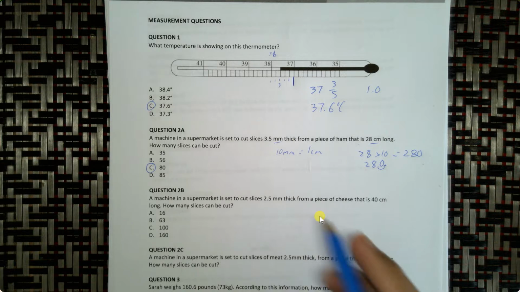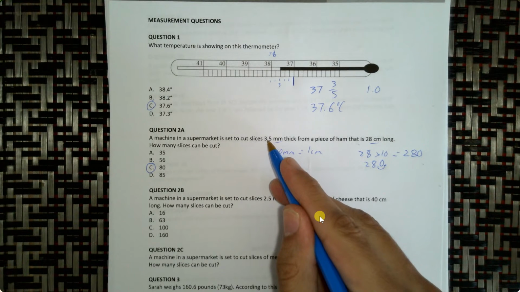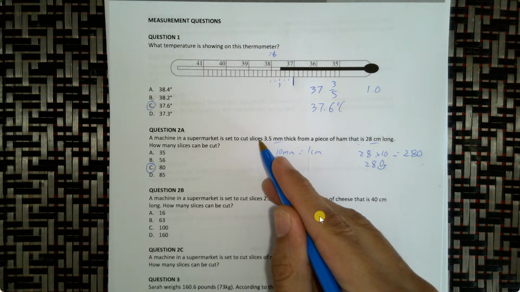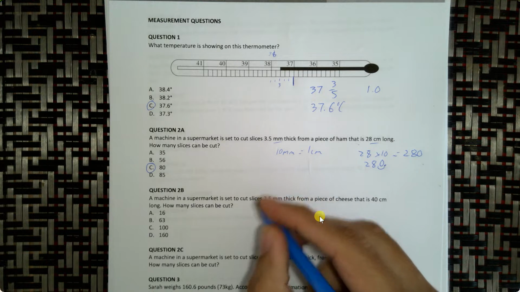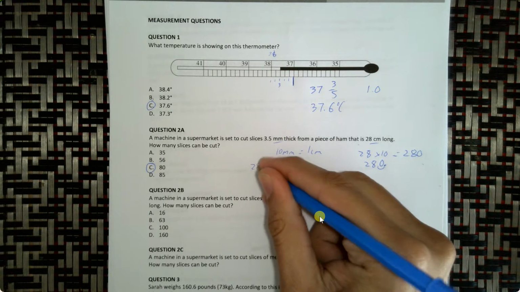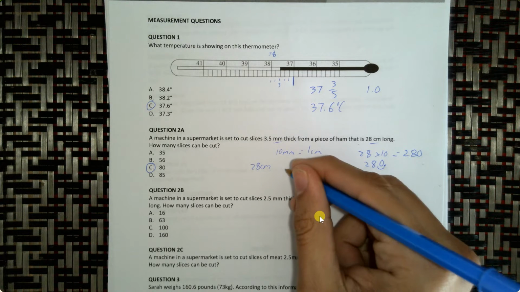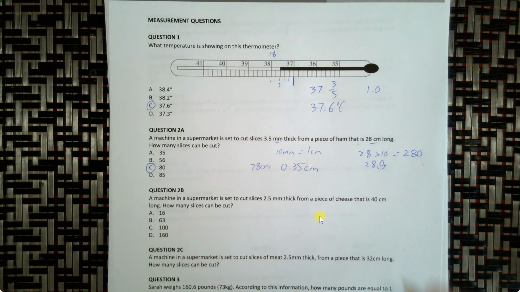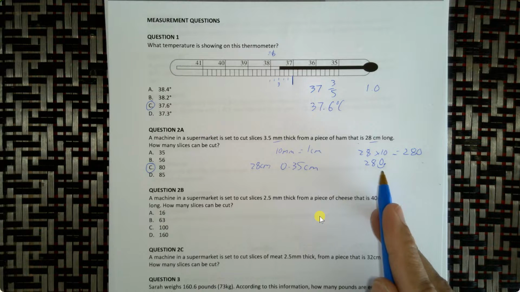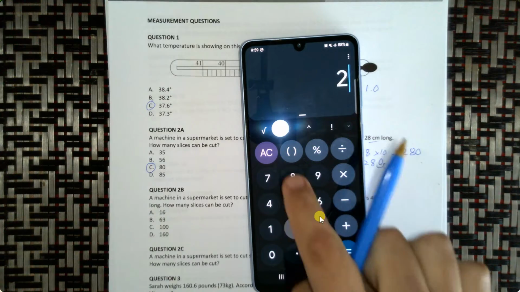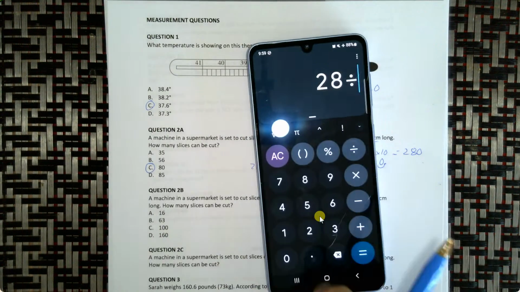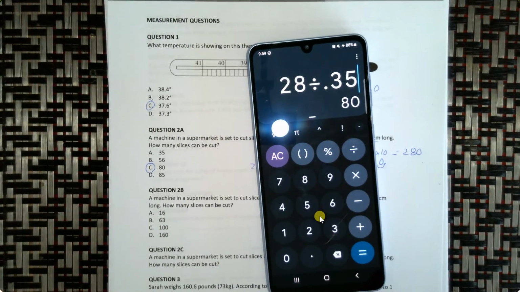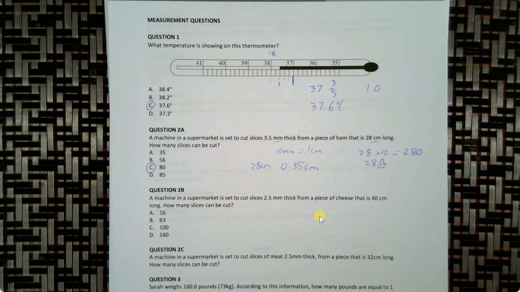The reason I did that is because if I'm going to put this one into centimeters, that means I end up putting the decimal place 1 to the left, and I end up getting something that is 28 centimeters long, and I need to divide that by something that is 0.35 centimeters. But again, it's the exact same thing. Just like we did 280 divided by 3.5, we can do 28 divided by 0.35. It will give us the same thing, 80. Same thing, just a different way of going about it.